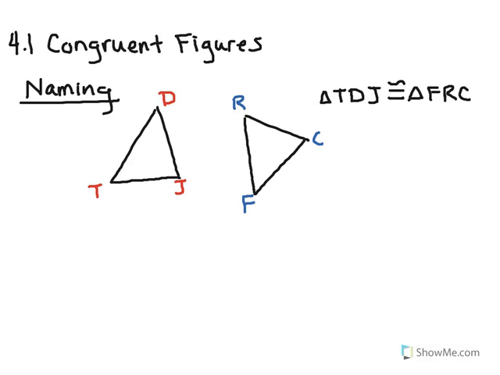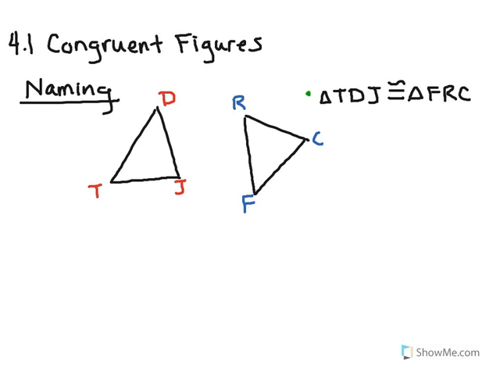This tutorial is going to talk about section 4.1 over congruent figures. And the first thing that we need to talk about is actually how to name congruent figures. So in order to actually be congruent figures, the figures have to have every single side congruent as well as every single angle congruent. So I want you to take a look at this statement over here to the right that says triangle TDJ is congruent to triangle FRC.